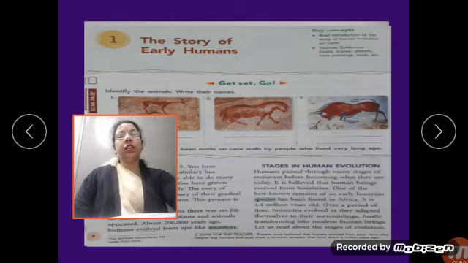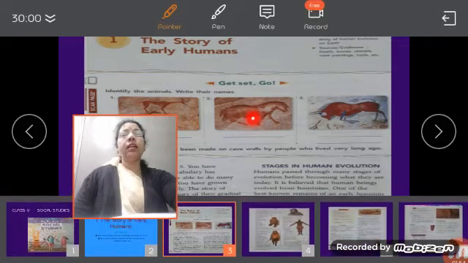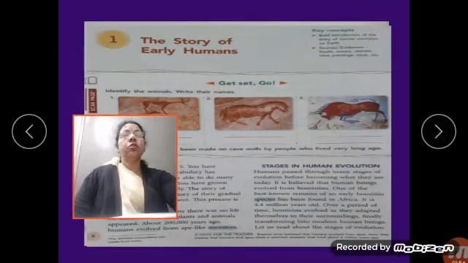Early humans had seen all these animals, then only they had made these paintings, no? So with these evidences, meaning sources, we came to know which animals were there, what early humans knew, and how much brain they had. So these are the only proofs that tell us how they were.